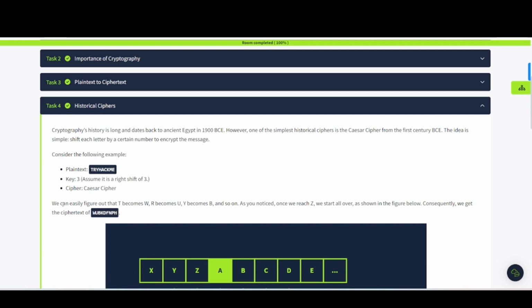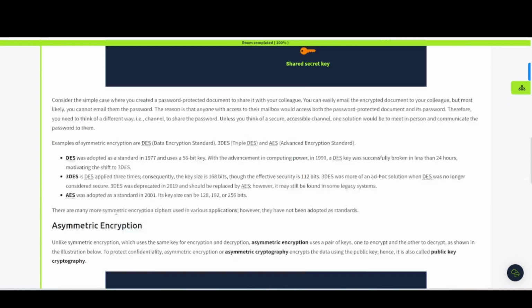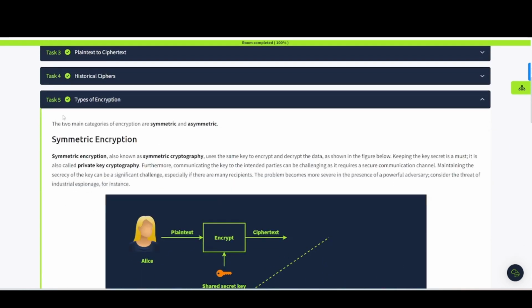Now I get back over here, and that should be what we're looking for, which I can encrypt. Task number 5, types of encryption. So let's take a look and see what they're talking about here. The two main categories of encryption are symmetric and asymmetric.